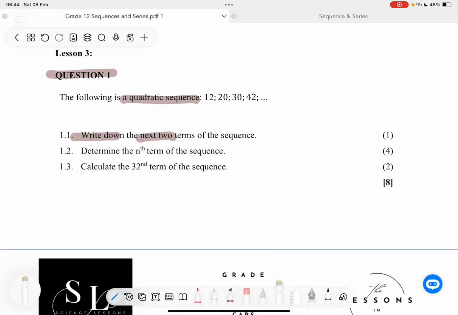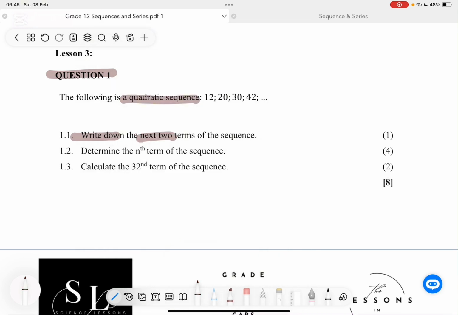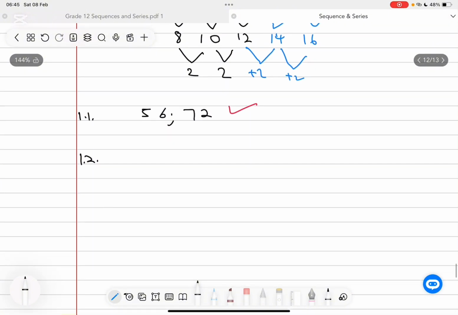The 1.2 question says to determine the nth term of the sequence. Remember that the nth term is the general formula. So we want a formula that can define the sequence in general, that can assist us to find any term in that sequence. Well, we are going to use a lot of what we learned in lesson 1.